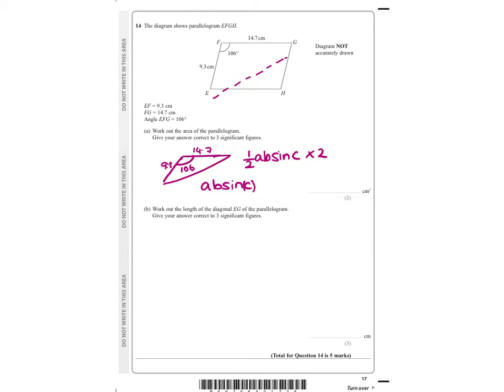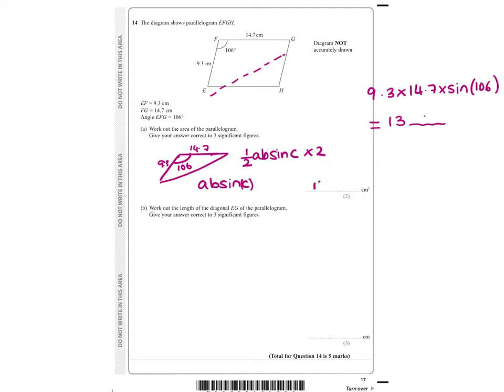So in your calculator, you need to put 9.3 times 14.7 times sine of 106, which is going to equal, I don't have my calculator on me, but it's going to equal 130 something point something something. And then to 3 significant figures, that's going to give 131. Okay, so the answer is 131.414. Round to 3 significant figures.